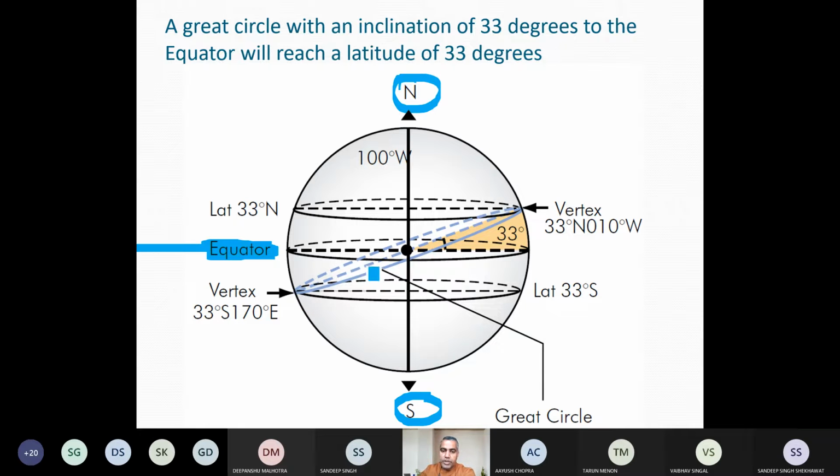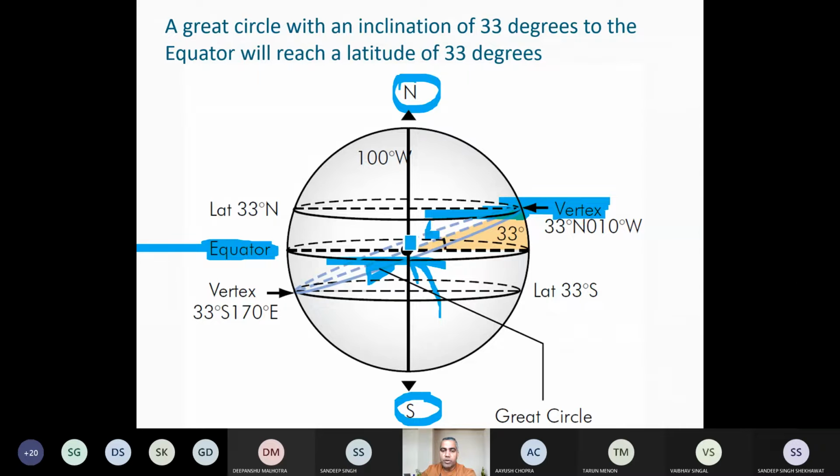So you see, when the ship is moving on this great circle track, something like this, it will cross the equator at this particular point. Then proceeding ahead, this is the point where it will reach the highest latitude in the northern hemisphere, and this is the vertex. So after this, the ship will start to proceed southwards.